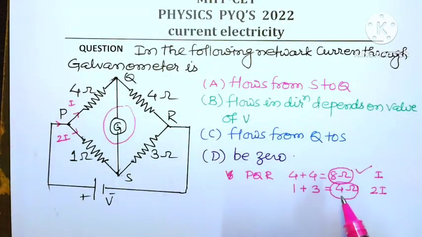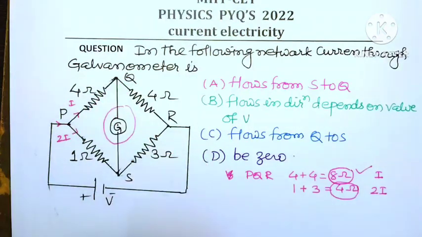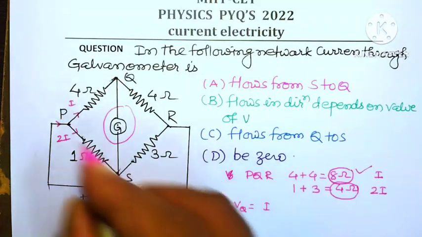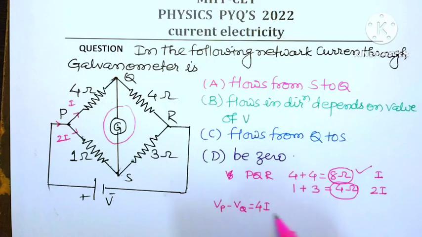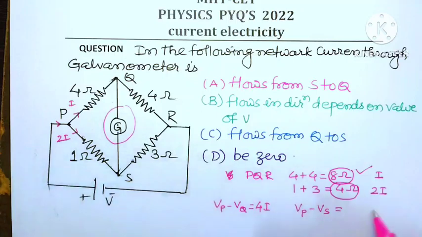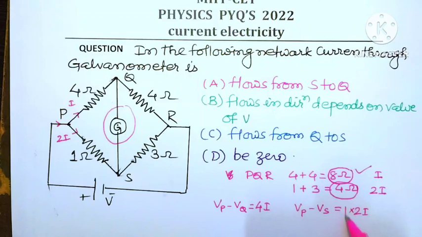Now according to Ohm's law, what is the potential difference between points P and Q? It is Vp minus Vq is equal to the current flowing between P and Q, which is I, times the resistance, which is 4. So it is 4I. Similarly, the potential difference between points P and S, Vp minus Vs, is equal to the current flowing between P and S, which is 2I, times the resistance, which is 1. So Vp minus Vs is equal to 2I.